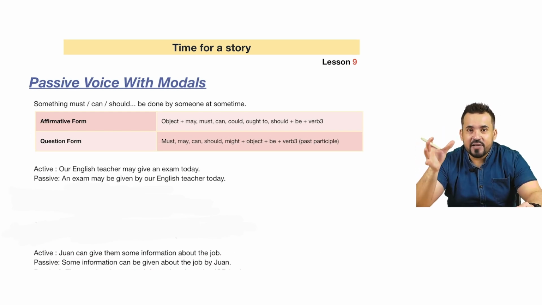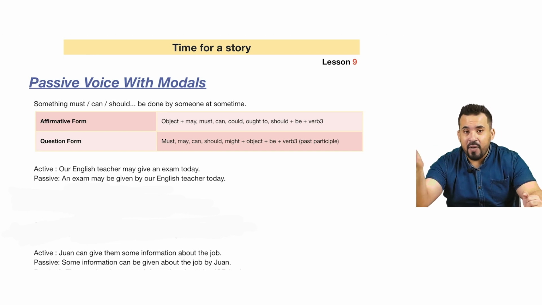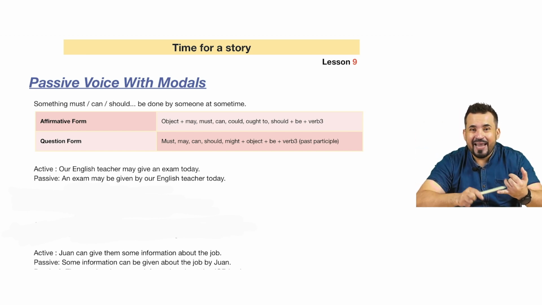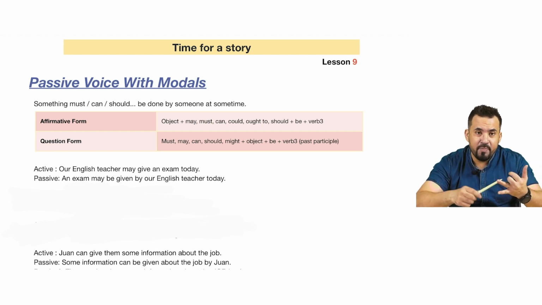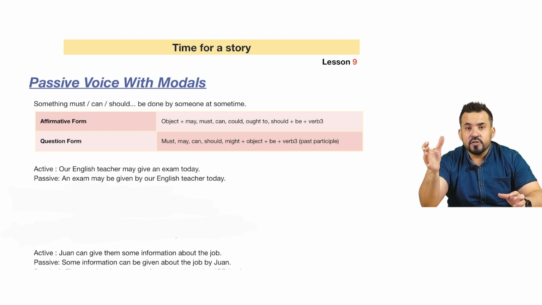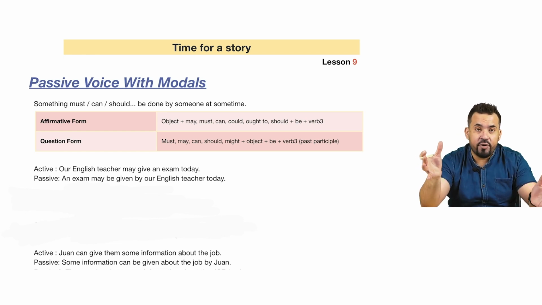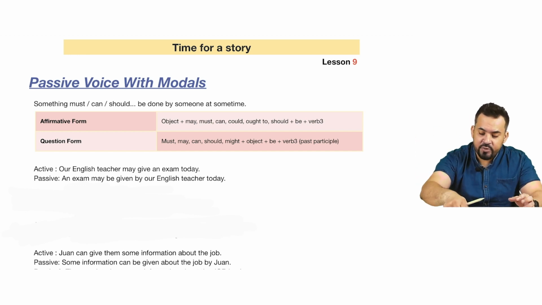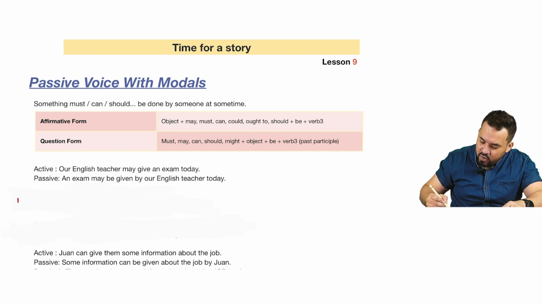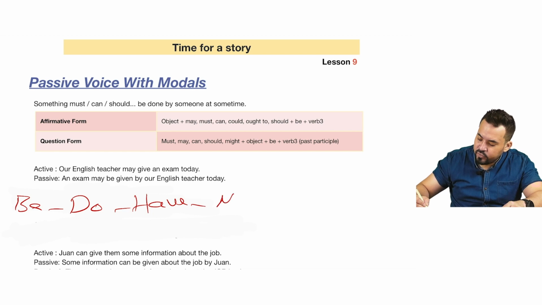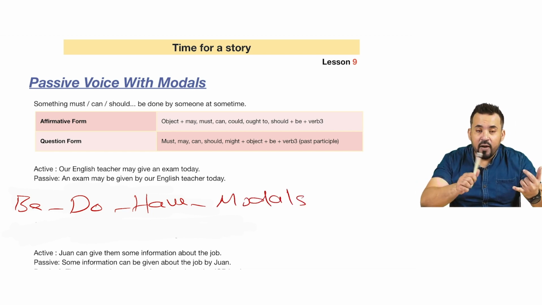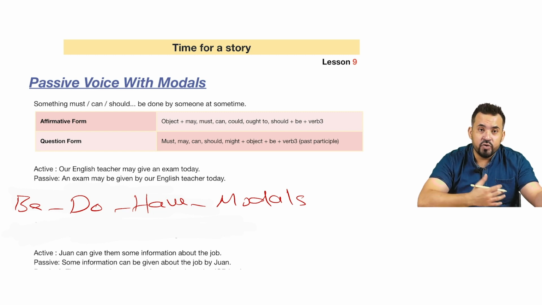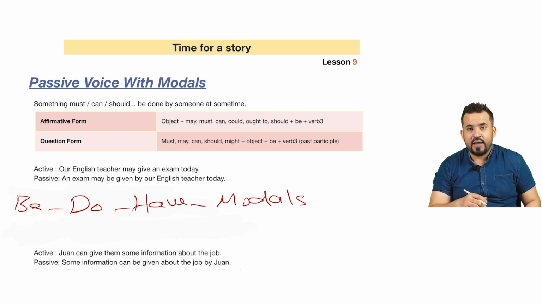Okay, now let's take a look at the passive voice with modals. Quick reminder, what are modals? Modals are can, could, shall, should, will, would, may, might, and so on. Now, modals are part of the auxiliary family. We must keep that in mind. So modals are auxiliaries, right? What are the auxiliaries? Just a quick reminder. As we said, auxiliaries are be, do, have, and modals. Those are the auxiliaries, right? So be is is, am, are, was, were. Do is do, did, does. And have is have, has, had. And then modals, which are can, could, and so on.